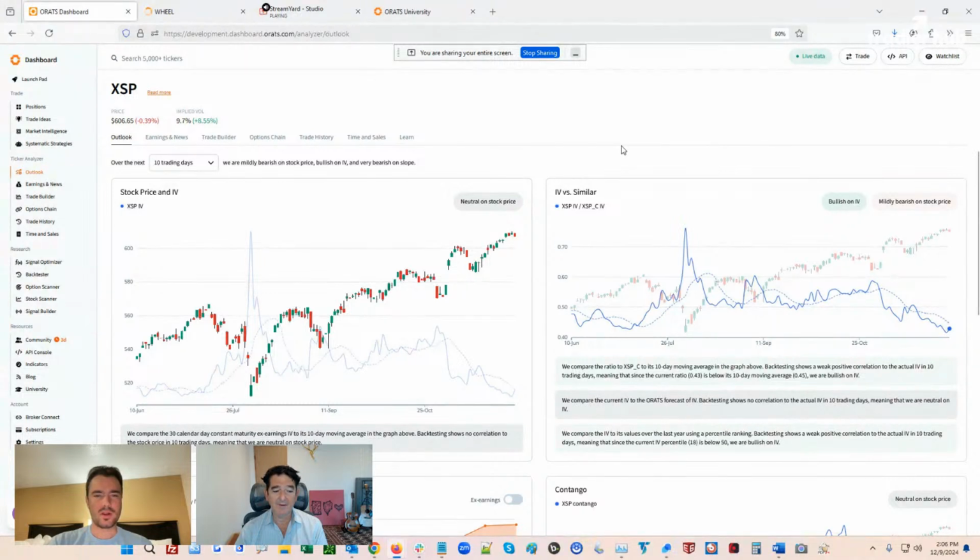We also look at implied volatility versus the SPDR sector ETF. If you have XSP, we have a _C specialized symbol that represents the components of that ETF. What this allows you to do, in addition to comparing implied volatility to its history and looking at the chart, is compare it to the implied volatility of all components in the sector to see if there's a mismatch there.